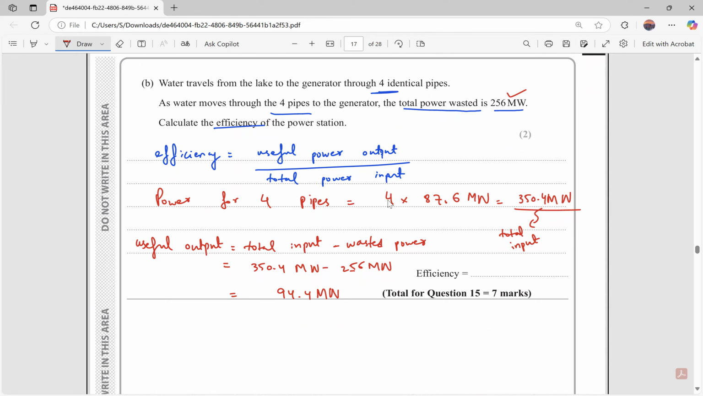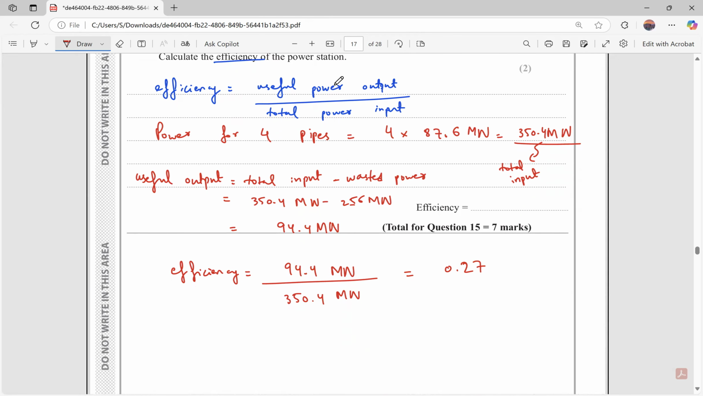So now we find the efficiency. 94.4 megawatts over 350.4 megawatts. The reason why I am writing megawatts everywhere is because in such questions where you have something in mega or some other prefix, sometimes students might use one thing in watts and another thing in megawatts. So make sure that all of them are consistent. So I get 0.27. That's the efficiency. Efficiency does not have any unit because it's a ratio. You divided two powers, the watts cancel out, and the percentage efficiency would be 27% because you just times it by 100.